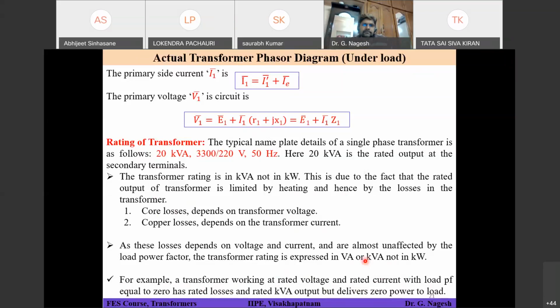I hope you got it. Even if you don't get it, just think a little bit. If you are connecting a purely reactive load on the secondary side, the real power delivered to the secondary side is 0, but still reactive power is delivered. That means rated kVA is delivered on the secondary side. When rated kVA is delivered, the rated copper losses and core loss are going to take place, and heat is generated in the transformer. Got it? So that's why the transformer rating is in kVA. It's not in kilowatts.